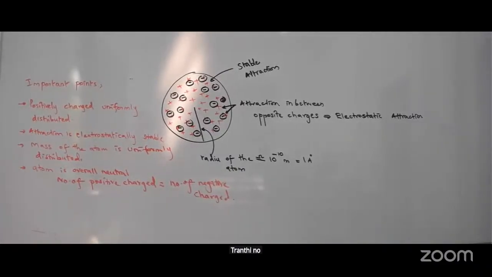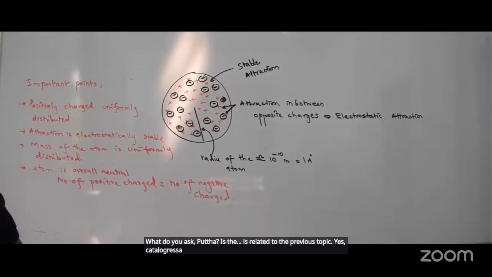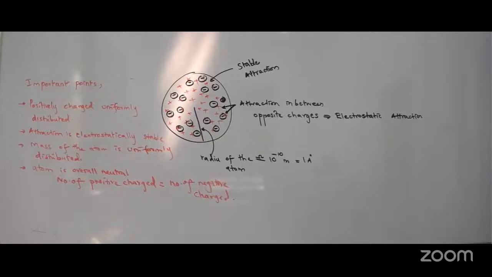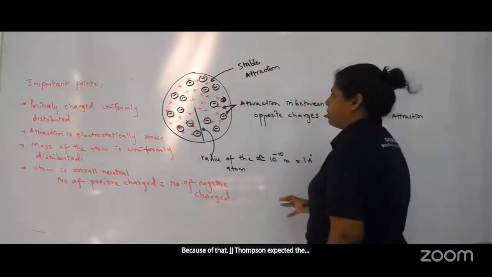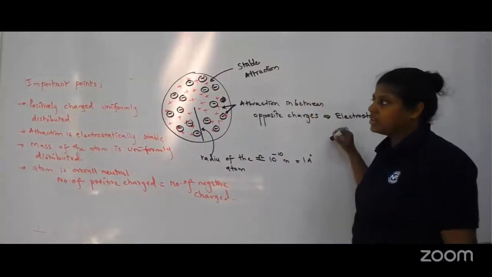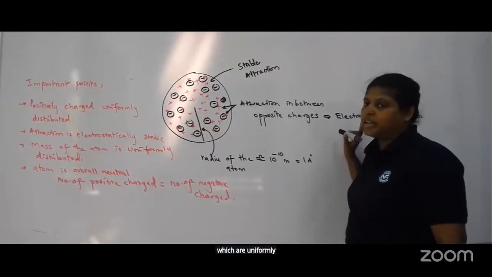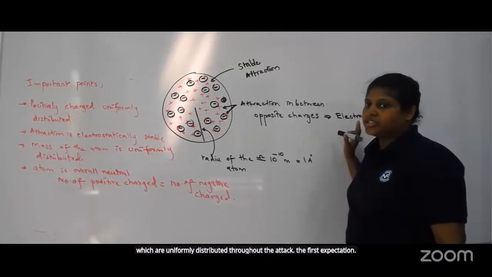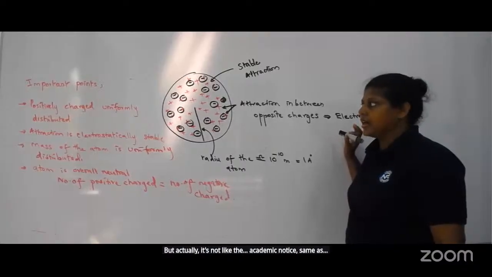What do you ask, son? Is it related to the previous topic? Yes, cathode rays are a stream of electrons, and positive rays are a stream of positive particles. Because of that, J.J. Thomson expected the positive and negative particles to be uniformly distributed throughout the atom. That was the expectation. But actually the atomic model is not the same as described by J.J. Thomson.